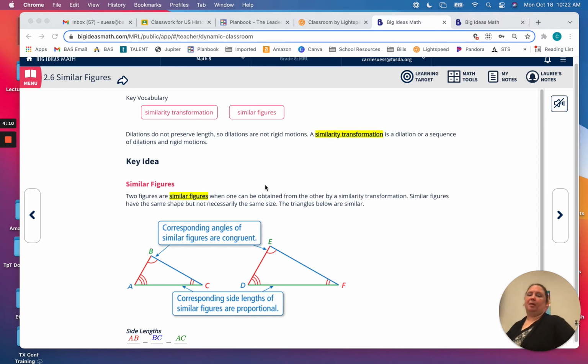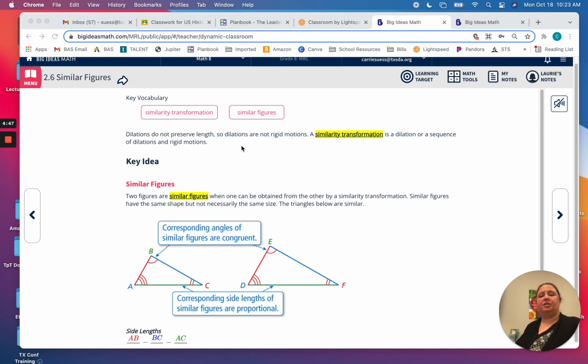Okay, so we're going to talk about similarity, transformation, and similar figures. So when you do a dilation, that was the last lesson we learned, it does not preserve length, right? Because you're going to expand the length of your side or reduce the length of your side, right? So dilations are not considered rigid motions because things change.